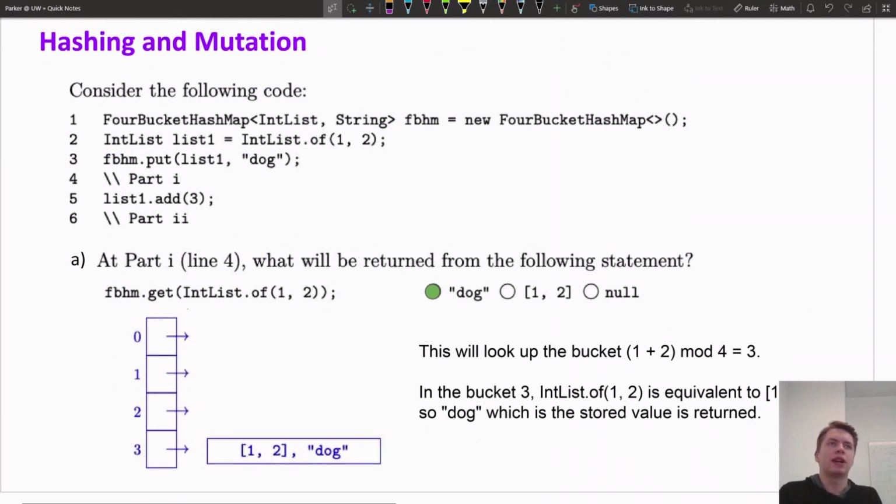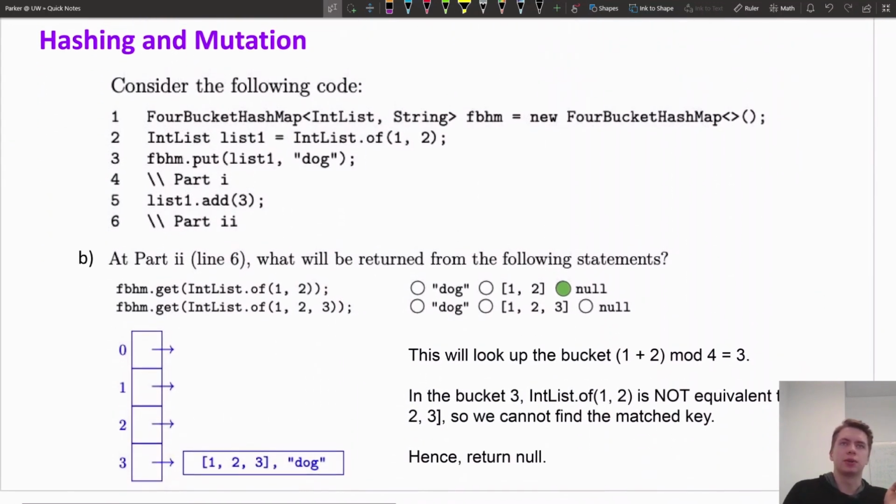For 4.1, we were asked what will be returned from this function call if we were to pause on line 4. Up until this point, we created our 4-bucket hash map. We made our list 1, which contains the values 1, 2 in that order, and we put our list 1 as our key with the string dog as its value. Because the hash function is the sum of all the values in our list, a list containing 1, 2 will be mapped to index 3, mod 4, which is still 3. Then we insert that key value pair into this bucket at the front of the linked list since there are no elements originally. And when we call get on this list, we will hop over to bucket 3 and return the stored value dog.